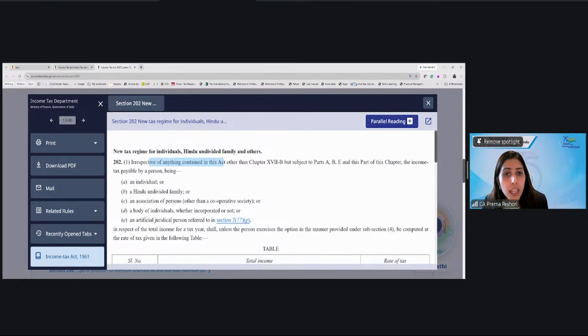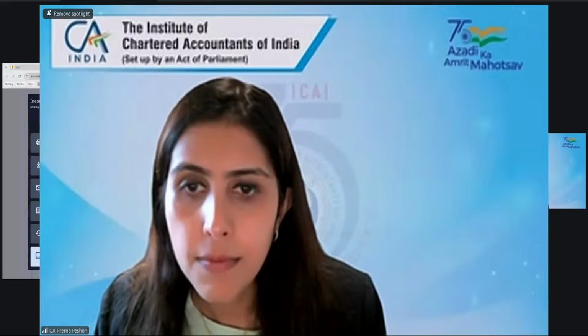So what they are essentially trying to say is that if you have some specific income which is taxed at a specific rate, then that specific rate itself will be applicable. We are not going to subject it to the general slab rates. That is the meaning of this particular part. Are we clear? So let us just write this down over here in the notes.